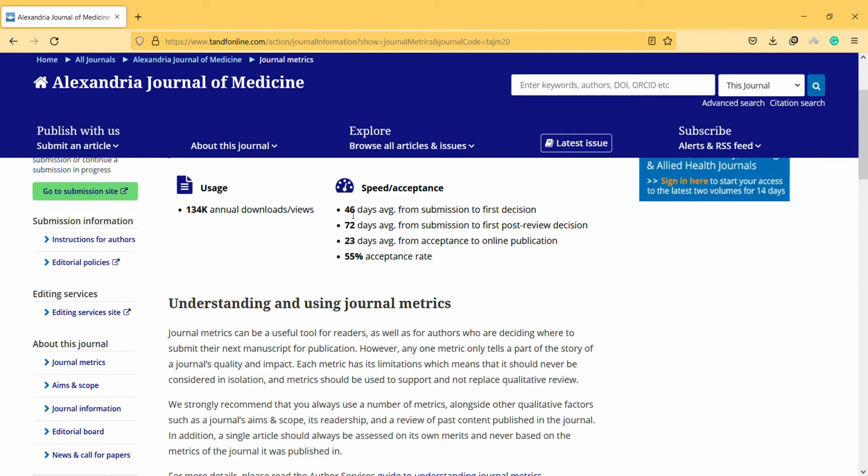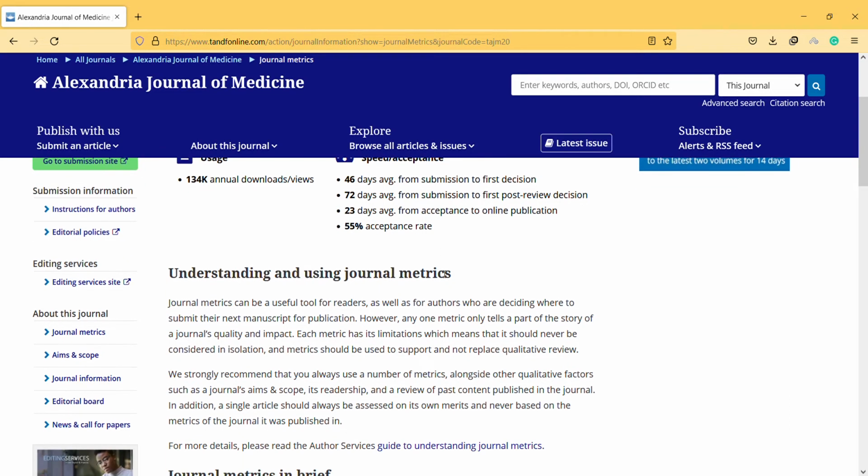It doesn't have much meaning. And it's important to look at the time from submission to first decision, as the average is important, because some journals keep you waiting forever, and after 2 months they say we rejected you. It's important. And how many articles they receive is important.